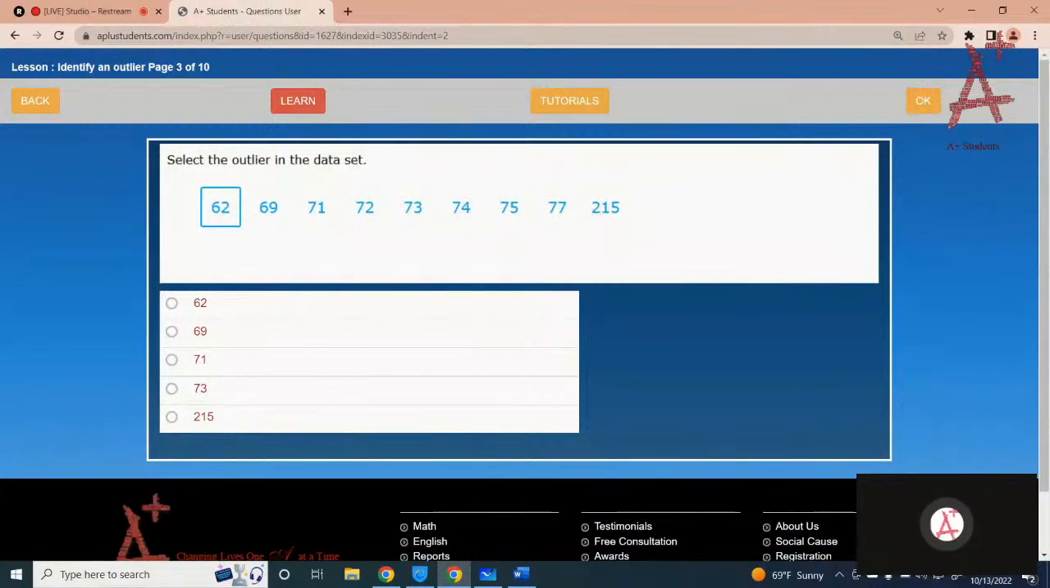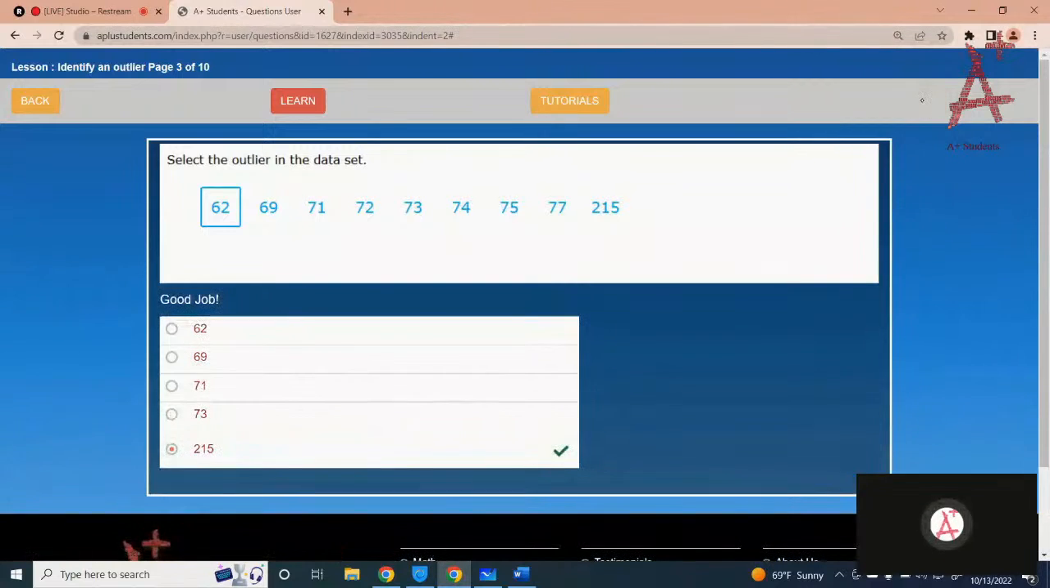Select the outlier in the data set. So which value is the outlier? Yes, it is 215 because it is much greater than the other values. So it is the outlier. Got it?